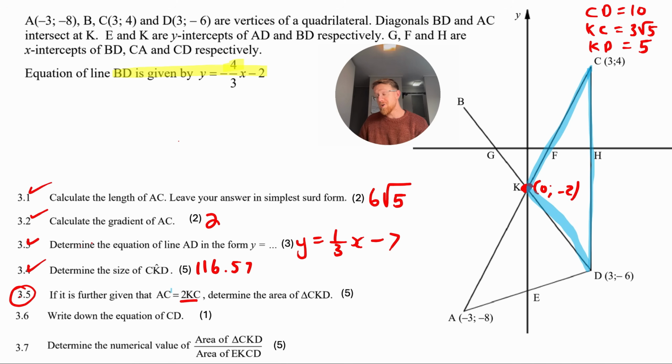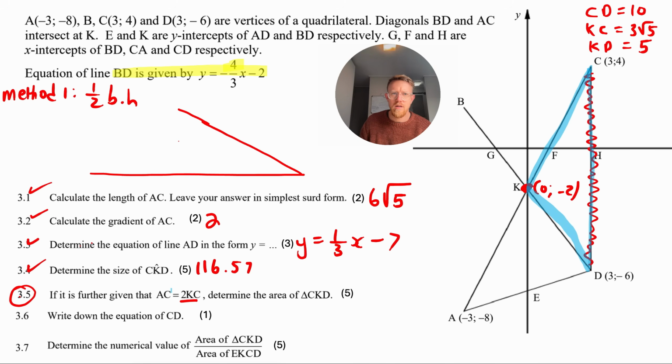Right, now there's 2 ways you could do this. The first way, method 1, you can just use half base times height. And what you could do is use this as your base, then you just need to find the height. So if I had to draw that triangle in this direction, it would look like this. So if this was DC, so I'm just taking the shape and I've just rotated it upwards, then K would be over here. You see how K is over there. So to get the height, you would need to know this length over here.